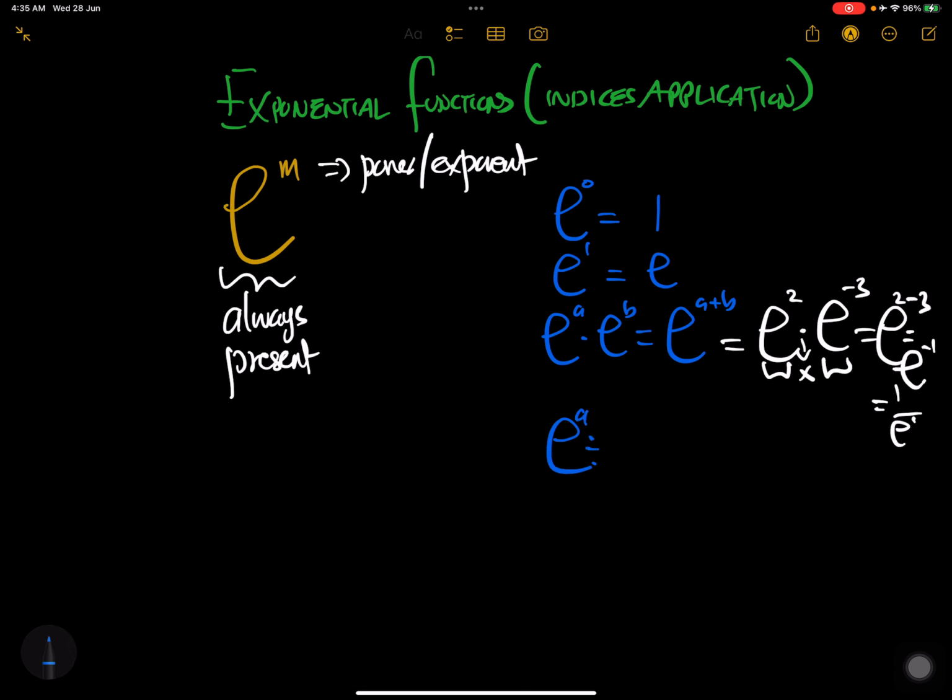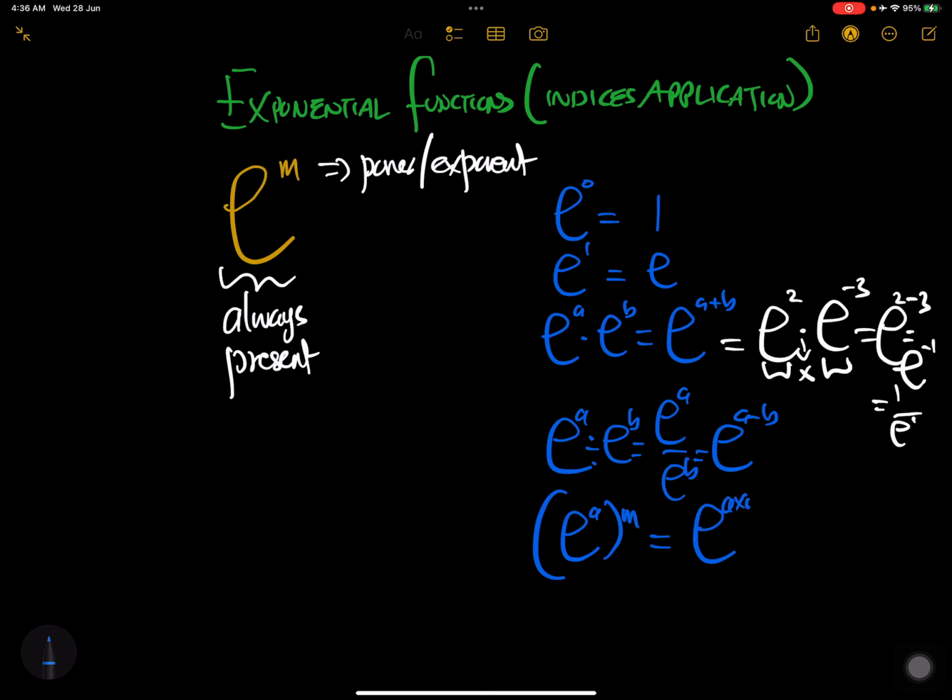e to the a divided by e to the b is the same as e^a over e^b, and we get e to the power a minus b. That's all we are saying. If you have e to the power a, all to the power m, we get e to the power a times m, which is am. So all the things that we have learned about indices can be applied to exponential functions.